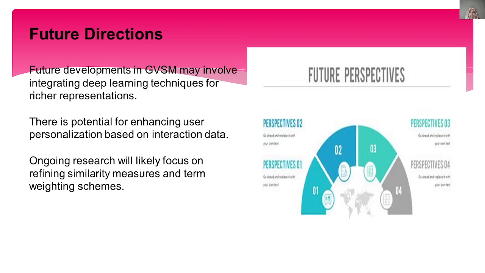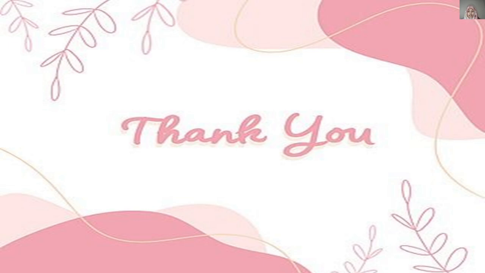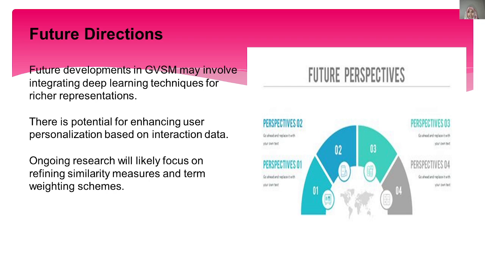What are the future directions? Future developments in generalized vector space model may involve integrating deep learning techniques for richer representations. There is potential for enhancing user personalization based on interaction data. Ongoing research will likely focus on refining similarity measures and term weighting schemes. So this is what it was about today's session.